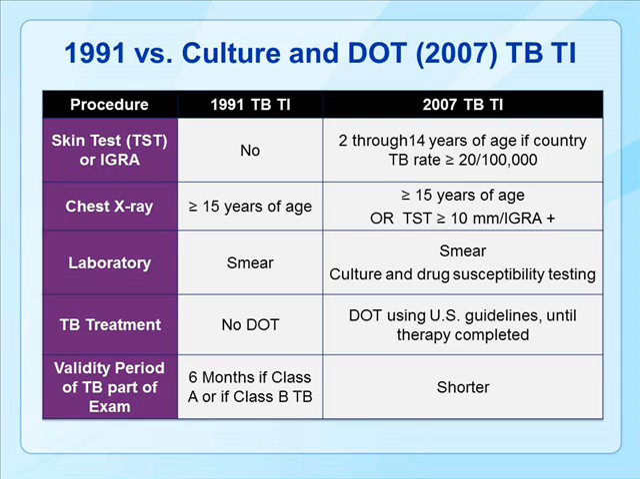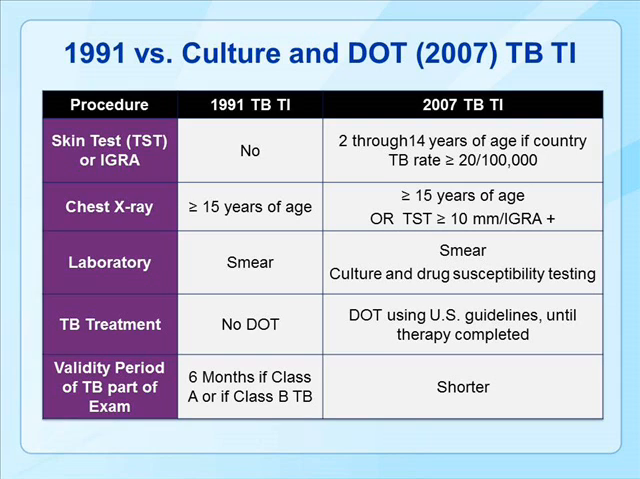No skin testing was performed in 1991. There was no requirement. And now we do have a requirement for those patients ages 2 through 14 if the country TB rate is greater than or equal to 20 per 100,000. Chest X-ray was required for those greater than or equal to 15 years of age. And here, chest X-ray is required in that category, as well as if a patient has a positive test for latent TB infection.